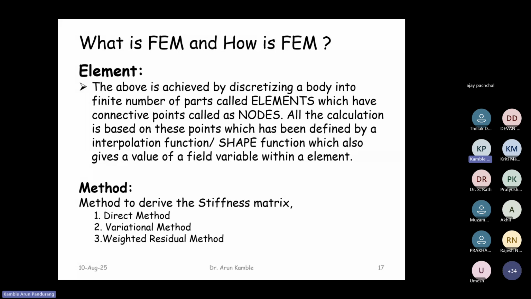So the shape function also gives the value of a field variable within an element. So this is the meaning of the word element. And the third one is the method. This word is related to the stiffness matrix. There are various methods in the finite element method to derive the stiffness matrix of the element. There are three methods we generally study. First one is the direct method, second one is the variational method, and third one is the weighted residual method.